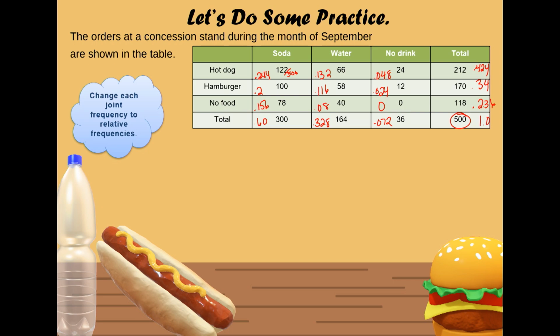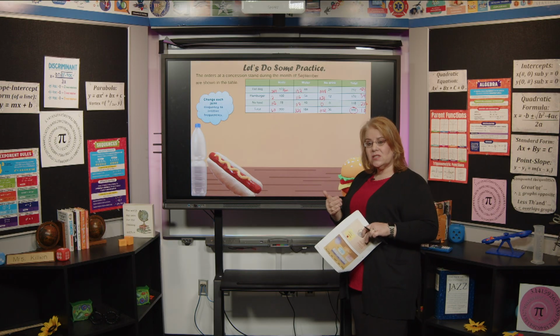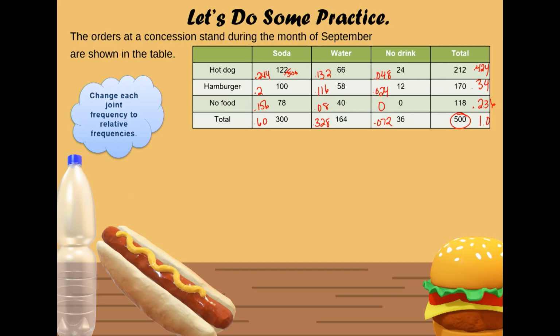Check yours, see if yours are the same as mine. If not, go back and look at those divisions and see if maybe something got put in a different spot. And when you add up your totals in your points, it should be 1. So that's how we change from joint frequencies to relative frequencies.